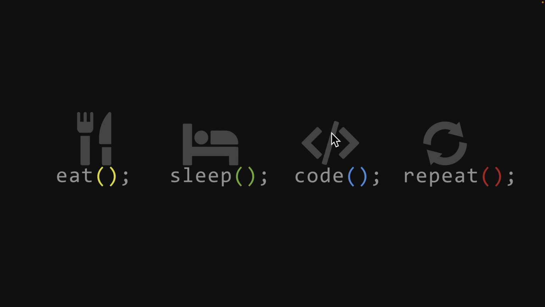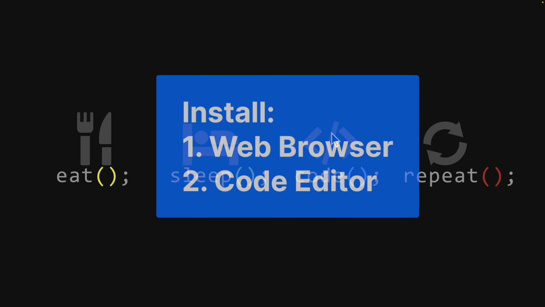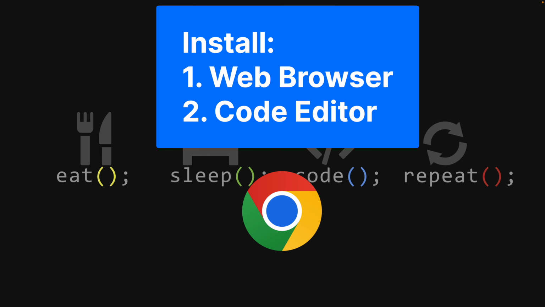I'll be doing this course on a Mac, but everything is the same for Windows. Before we start, we need to install a web browser and a code editor. We'll use the web browser to view the websites we create in this course. I recommend installing Google Chrome. It's the most popular web browser for web development. It's available for Windows, Mac, and Linux.